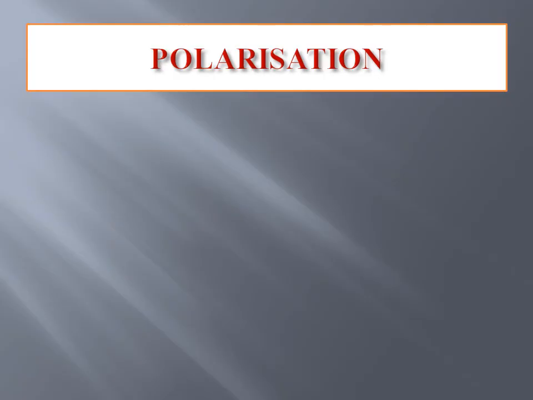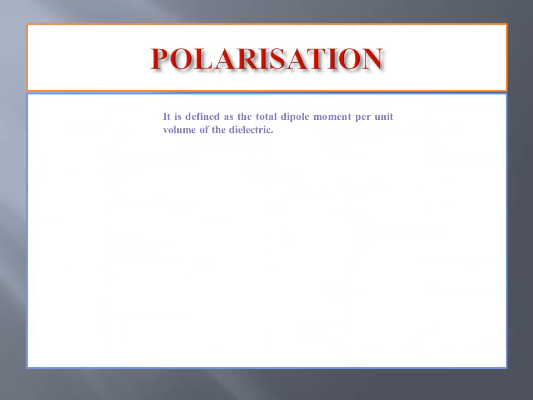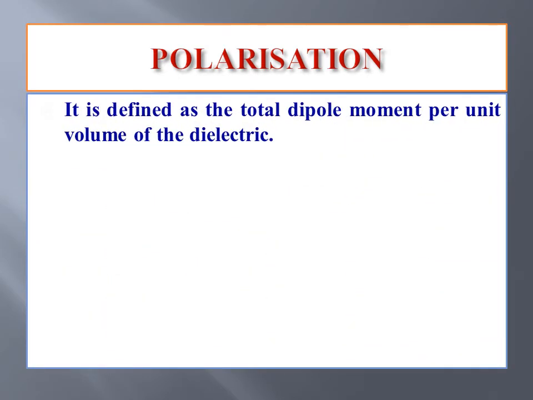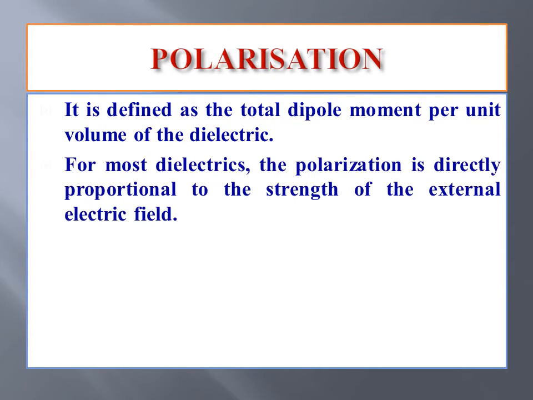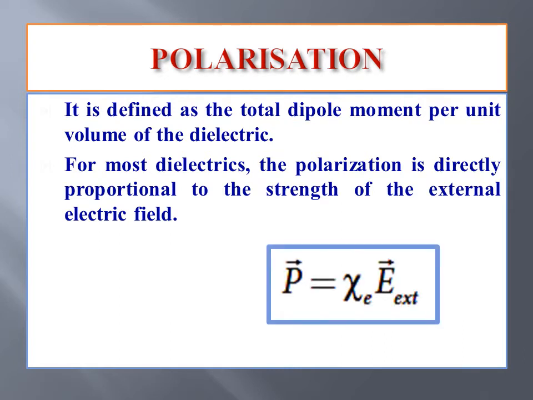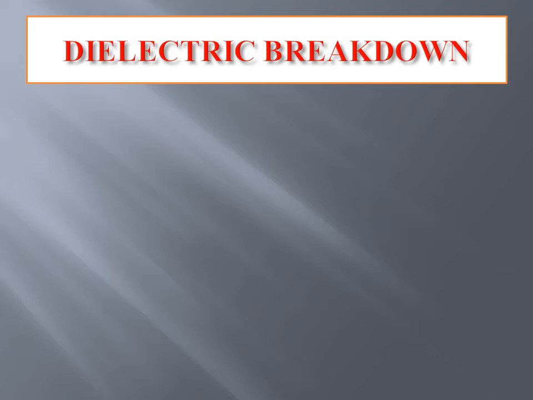The next concept is about polarization. It is defined as the total dipole moment per unit volume of the dielectric. For most dielectrics, the polarization is directly proportional to the strength of the external electric field. So, it is represented as P = χ E external. Next, the other concept is dielectric breakdown.